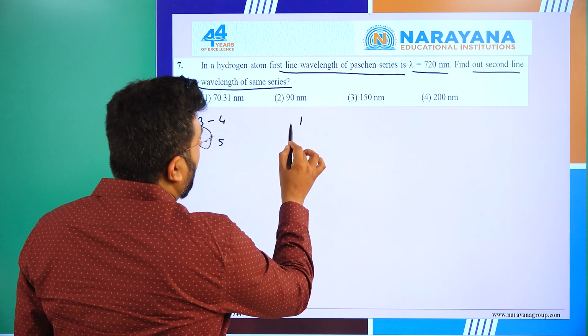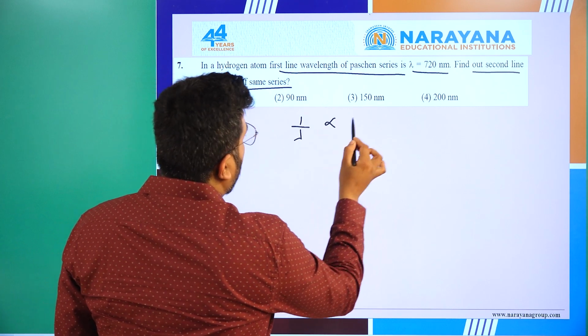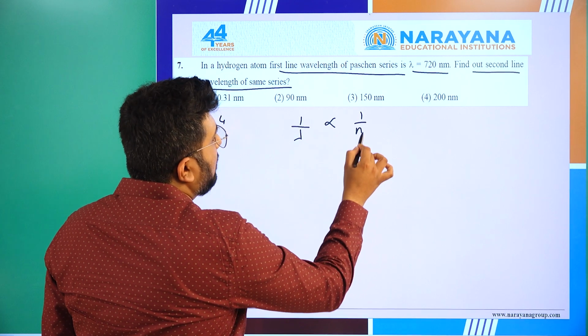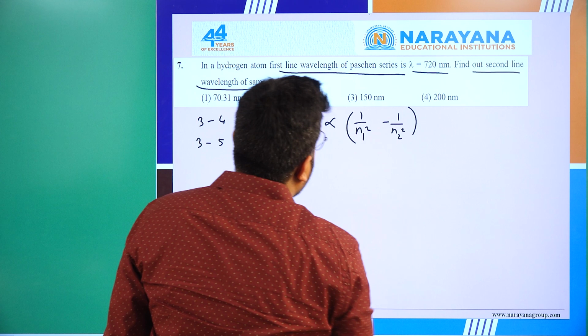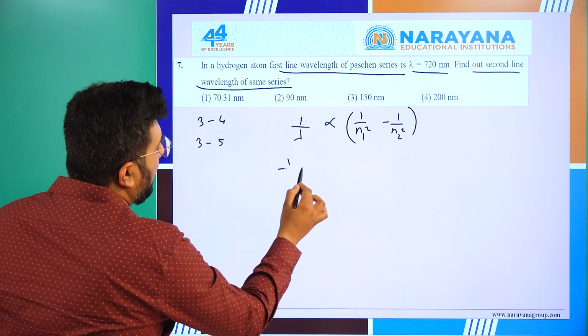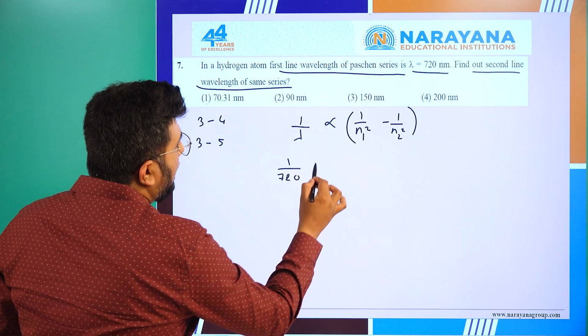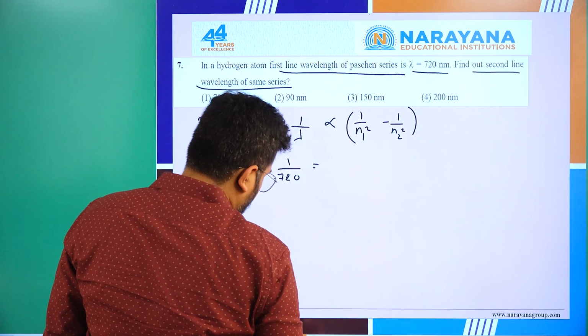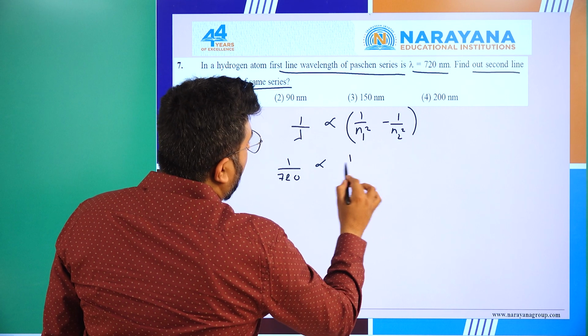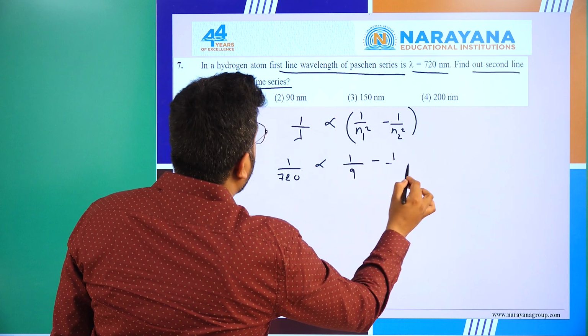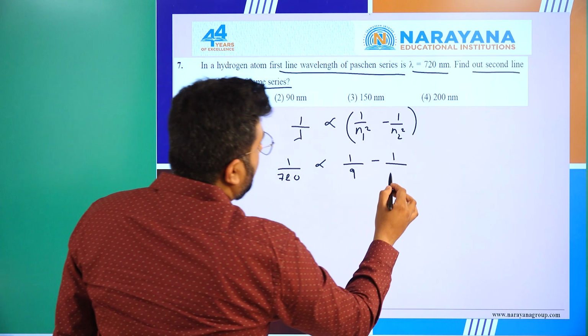Now I know that 1 by lambda is proportional to 1 by n1 square minus 1 by n2 square. Fine. So I'll just write 1 by 720 is proportional to 1 by 9 minus 1 by 16.